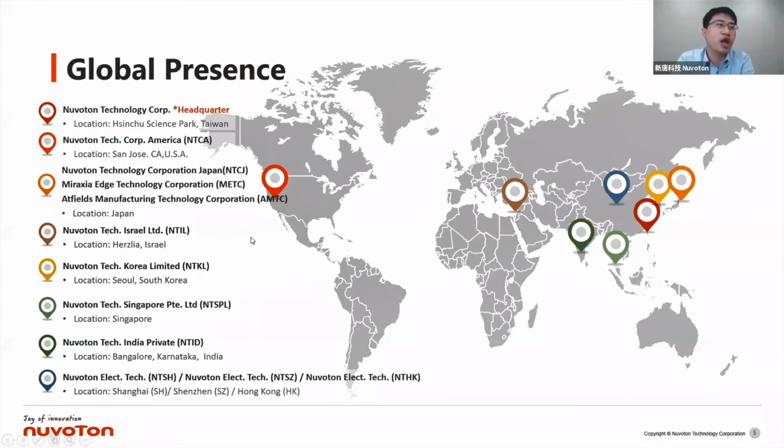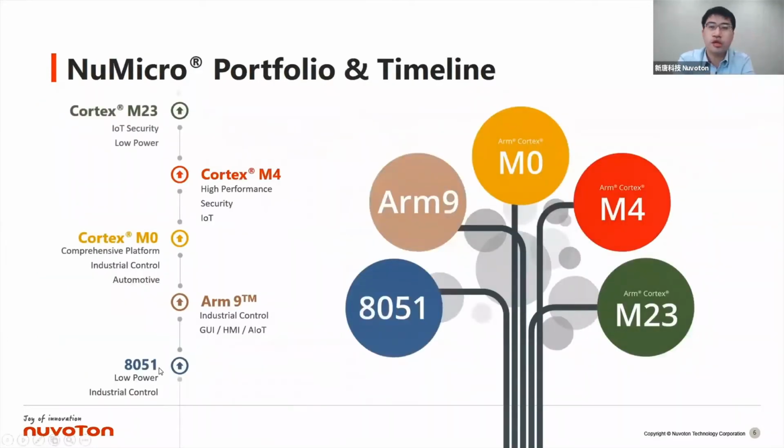Okay, and this slide shows our portfolio and the timeline. We have produced microcontrollers for more than 20 years. From 1995, we had our first 8-bit microcontroller, the AT51, for low power and industrial control. In the early 2000s, we released our first ARM9 MPU microprocessor, for industrial control, HMI, and IoT applications. In 2008, we released our first Cortex M0 microcontroller. It is a very powerful microcontroller for the mass market, and we provide a comprehensive platform for industrial control and automotive applications, which we would like to introduce today.